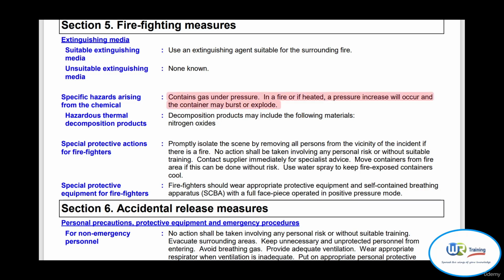Keep in mind here, the nitrogen cylinders are under pressure. Thus, in a fire or if heated, a pressure increase will occur and the container may burst or explode. Make sure to isolate the scene by removing all persons from the vicinity of the incident if there is a fire.